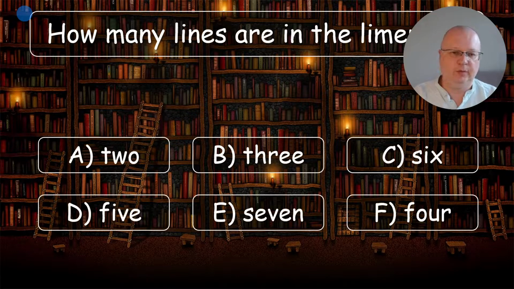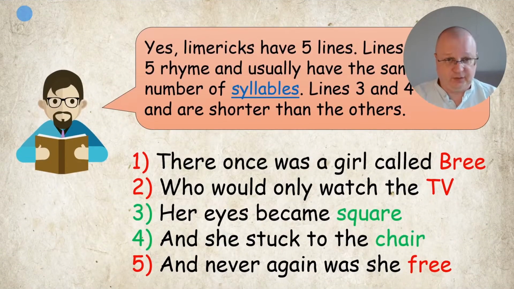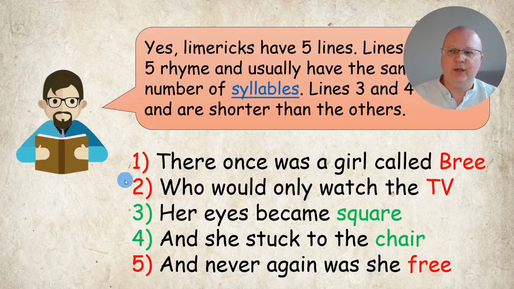Yeah, you invite a student from each team and you ask how many lines are in the limerick. And hopefully you're gonna get the correct answer, which is 5. Yes, limericks have 5 lines. Lines 1, 2, and 5 rhyme and usually have the same number of syllables. Lines 3 and 4 rhyme and are shorter than the others.